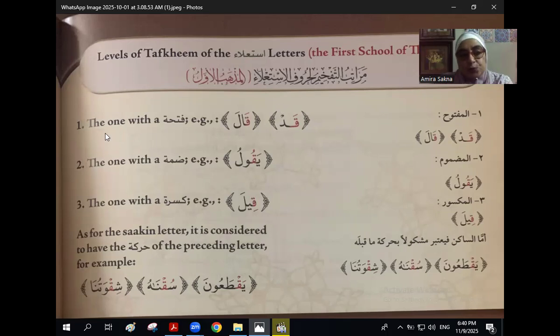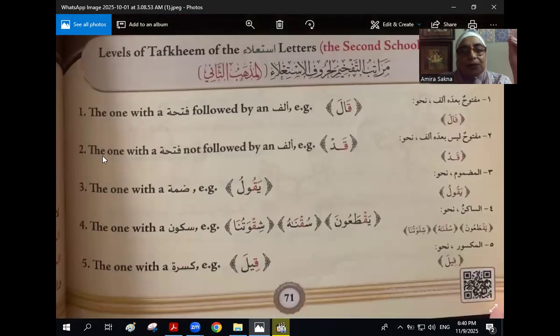He said that the first level is the one with fatha, and he differentiated between the one with fatha only and the one with fatha followed by an alif. He didn't make them in the same level.